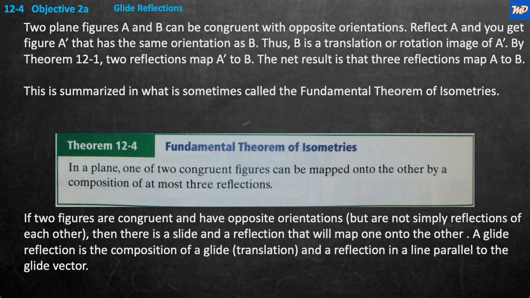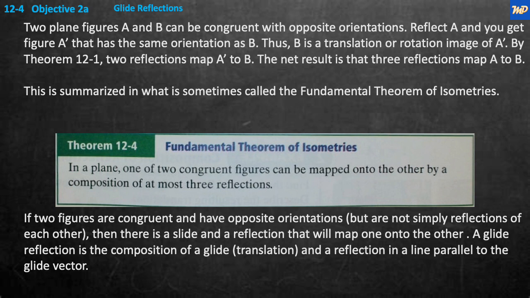Okay, objective 2A, glide reflections. Two plane figures, A and B, can be congruent with opposite orientations. That means they're congruent figures, but one's flipped, right? Reflect A and you get figure A prime. That has the same orientation as B. So now A and B are congruent figures with opposite orientation. So B is a flip of A. So we know that that's true.